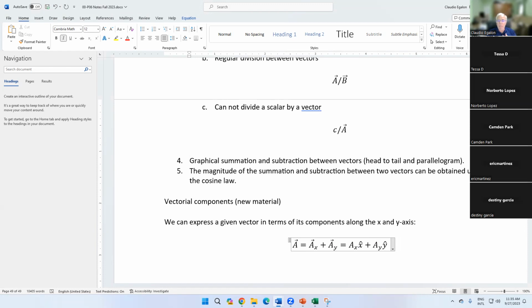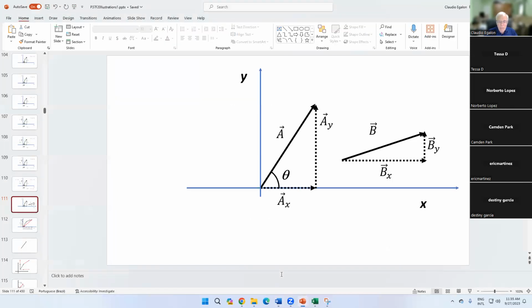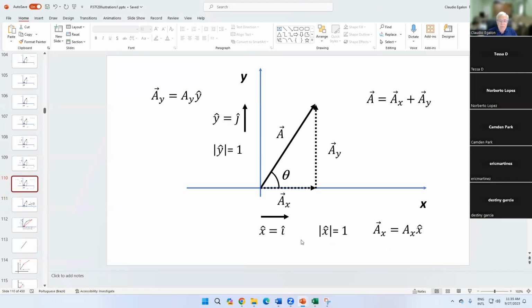But we can do even more than that. We can express those components in terms of this angle that you see right in here, and the vector itself. Let's do that together. Suppose that you know the magnitude of the vector A, you know the angle theta, okay?